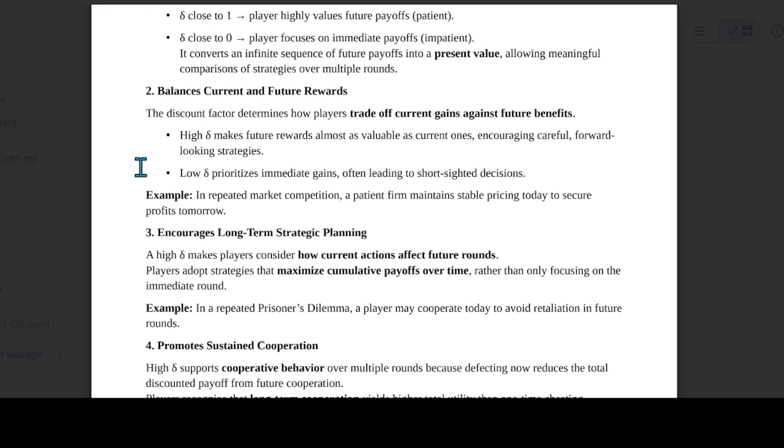Now, what does it do? It balances current and future rewards. It determines how the players trade off current gains against future benefits. It gives you a value, and if it is high, it makes future rewards as valuable as current ones. This encourages forward-looking strategies that benefit you in the long term. What does a low value of discount factor do? It prioritizes immediate gains, ठीक है, often leading to short-sighted decisions that might include betraying the other player.